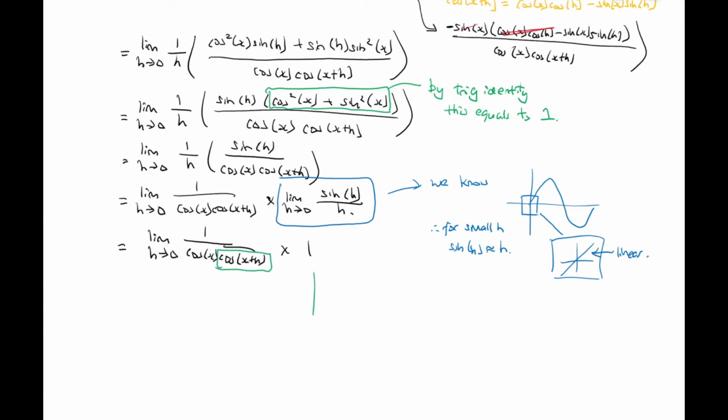Alright, so now let's evaluate this limit here. Let's draw a cosine graph. As h approaches 0, that means as h gets very small, the graph approaches 1. So cos of x plus h would then approach cos x. I'll show you a proof here. For cos of x plus h, we can use the compound angle formula. If we expand this, we get cos x cos h minus sine x sine h.